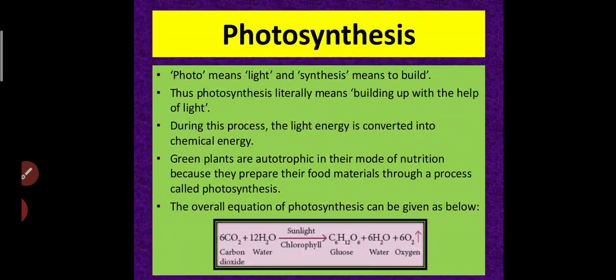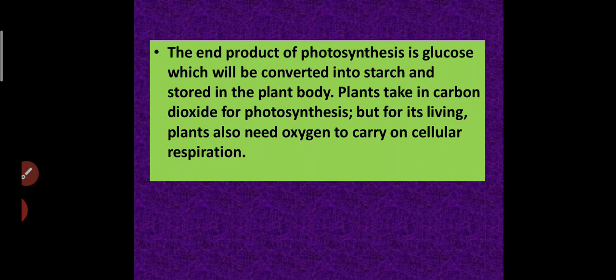Green plants which are autotrophic. Autotrophic means preparing their food by themselves in the mode of nutrition, because they prepare their food materials through the process called photosynthesis. The overall equation you can see here is, when carbon dioxide reacts with water in the presence of sunlight and chlorophyll, it gives glucose, water and oxygen. This glucose only acts as energy. The end product of photosynthesis is glucose, which will be converted into starch and stored in the plant body.